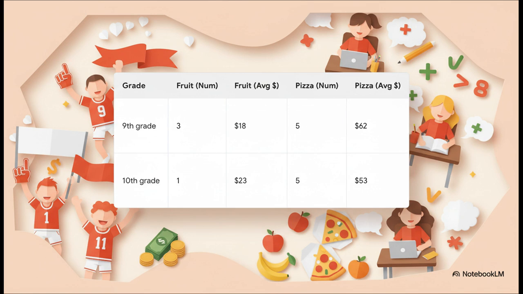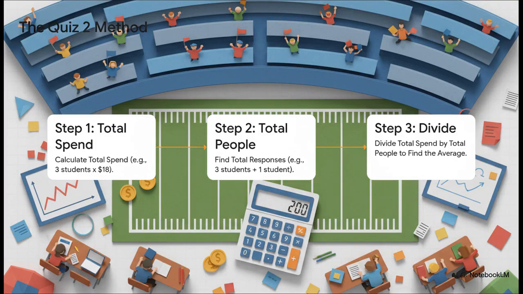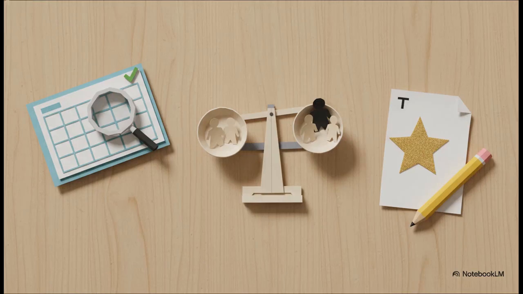You've got different groups of people and their average spending. And guess what? The way you solve it is identical to what we just practiced. It's that same three-step process for calculating a weighted average. You've already done the hard work. You totally got this. So, what's the bottom line here?